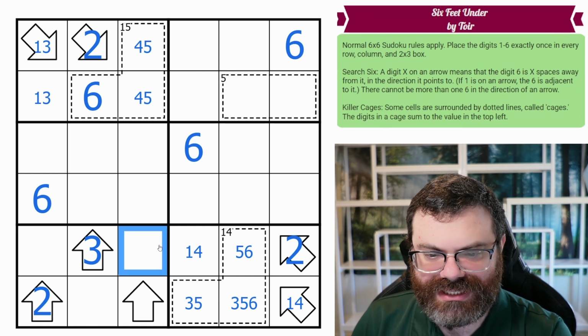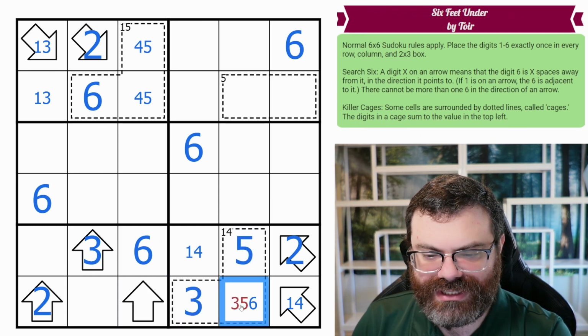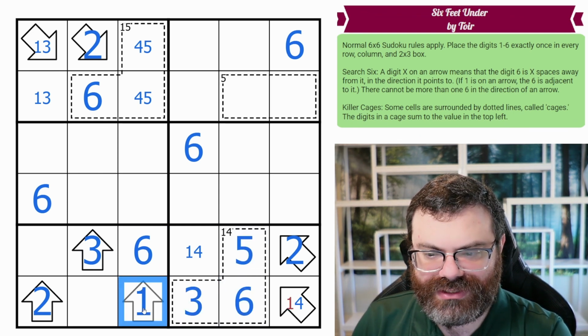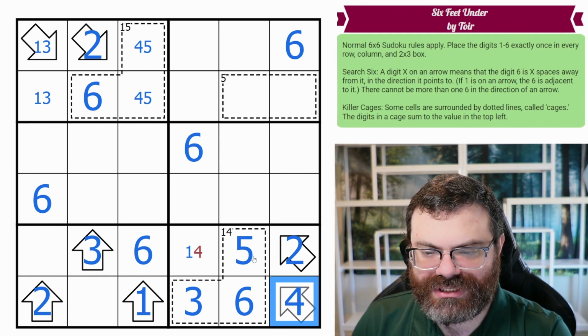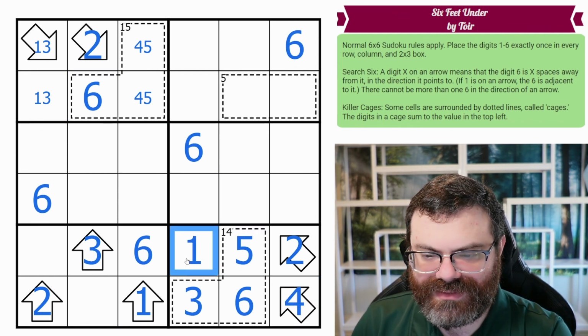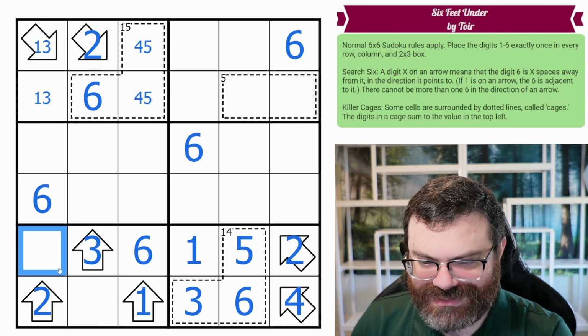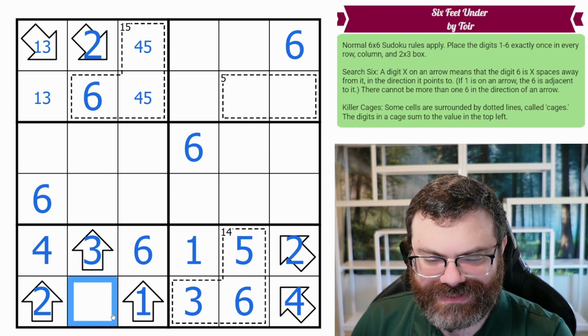And now this has to be the 6 for this box, because where else would it go? Again, it can't go on an arrow. So that's 5, 3, 6. This 6 tells us this is a 1. This is a 4, so we just count 1, 2, 3, 4. Oh, okay, we already had that. That's a 1. Seems there's multiple ways to finish this puzzle, which is fine.